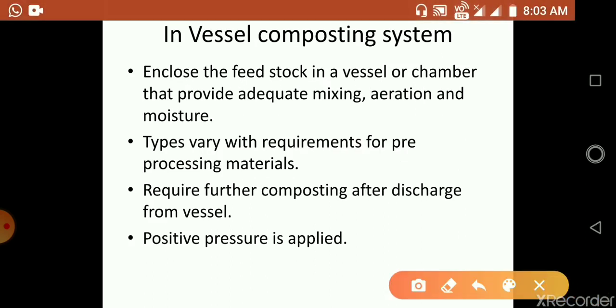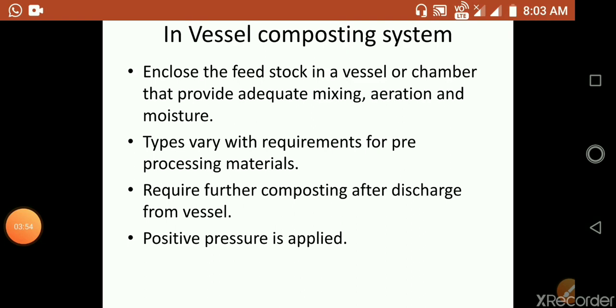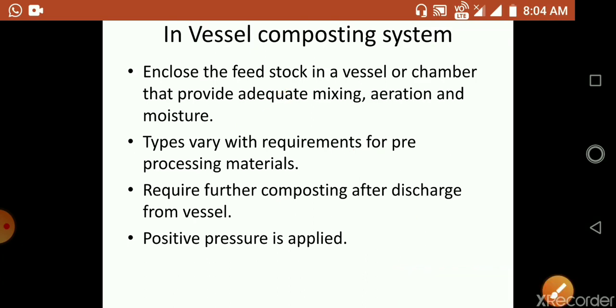Now the last type, the in-vessel composting system. The waste is enclosed in a vessel or chamber that provides adequate mixing, aeration and moisture. The types vary with the requirements for pre-processing of material. They may require further composting after discharge from the vessel. Positive pressure is normally applied.